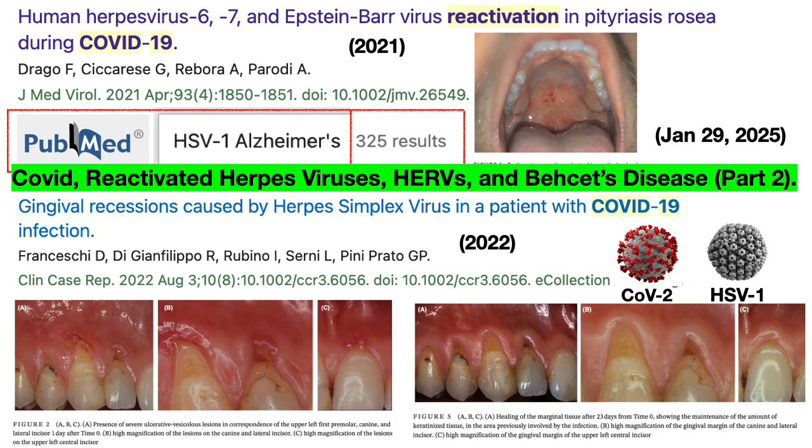COVID reactivated herpes viruses, human endogenous retroviruses, HERVs, and Behçet's disease, part 2. These are notes for January 29, 2025. In the first part of this multi-part discussion, we discussed these 2 papers: human herpes virus 6, human herpes virus 7, and Epstein-Barr virus reactivation in pityriasis rosea during COVID-19. This was a reactivation of 3 herpes viruses in response to a COVID infection.